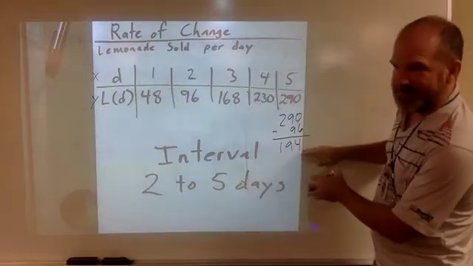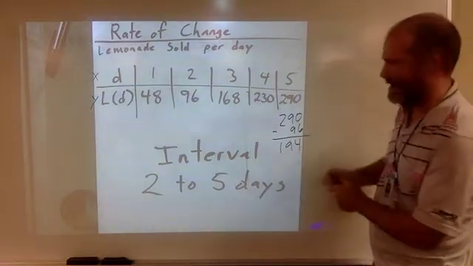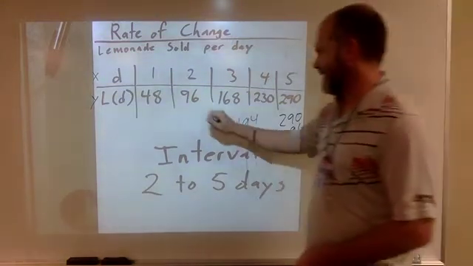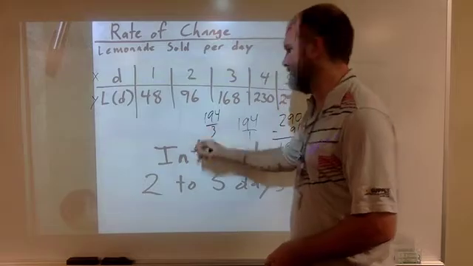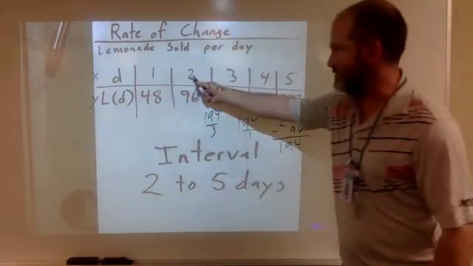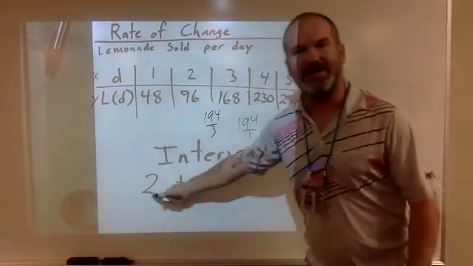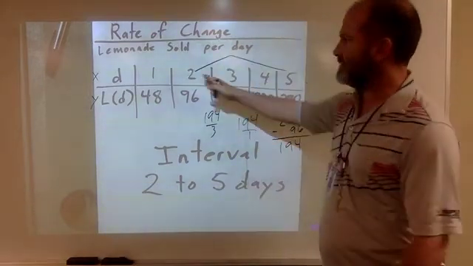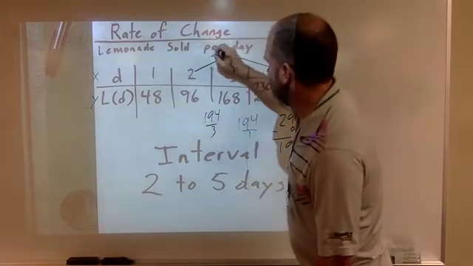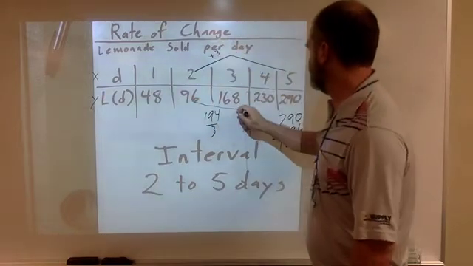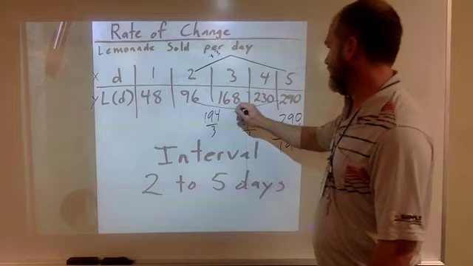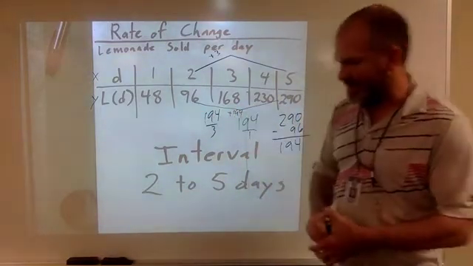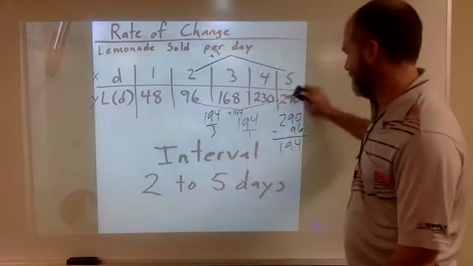So it's 194 cups sold total, but not for one day. This is not 194 over 1. This is 194 over 3. That's over the course of 3 days, from 2 to 5, because that's what the interval is from 2 to 5. So you look, how did you get from 2 to 5? You added 3. How did you get from 96 to 290? You added 194. That's your fraction. That's rate of change, a fraction.